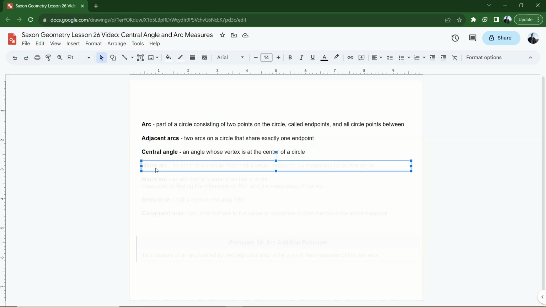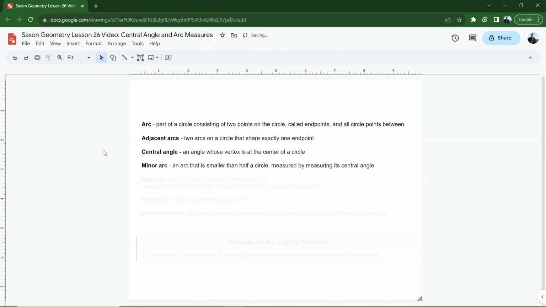Then we have something called a minor arc. A minor arc is an arc that is smaller than half a circle. We're used to thinking of acute as less than 90 degrees, so you've got to be careful. Minor arcs are less than 180 degrees. The point of designating a minor arc and a major arc is that a minor arc can be measured directly with a protractor. A major arc has to be measured indirectly. We'll talk about that in just a second.